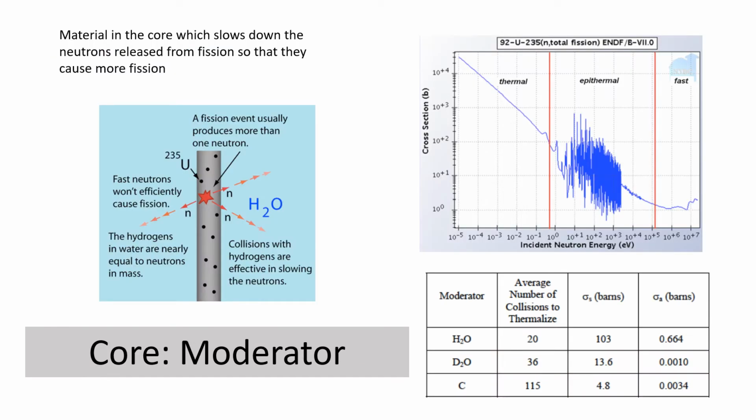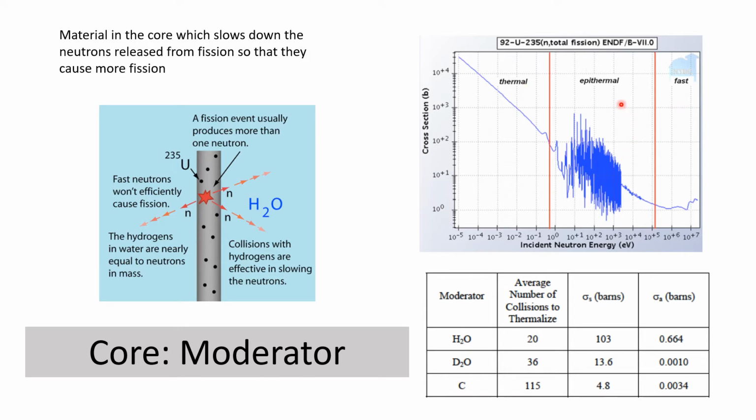The material in the core which slows down the neutrons released from fission so that they can cause more fission is what you call your moderator. Again, the purpose of your moderator is to slow down the neutrons released from fission so that they cause more fission. So typically when you start your fission process and then you produce more neutrons, there are at least three types of neutrons that can be produced. You have your thermal neutrons, your epithermal neutrons, and then your fast neutrons.